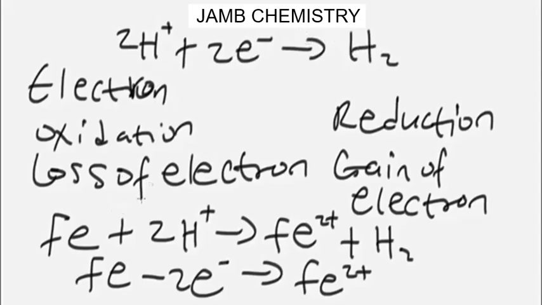In oxidation reaction, there is loss of electron, just like here, and in reduction reaction, there is gain of electron, to form an atom. Whereas in oxidation, there is loss of electron to form an ion. So take note of this. It's very important, guys. Now, let's note again that displacement reactions are also redox reactions. Let me show you how.